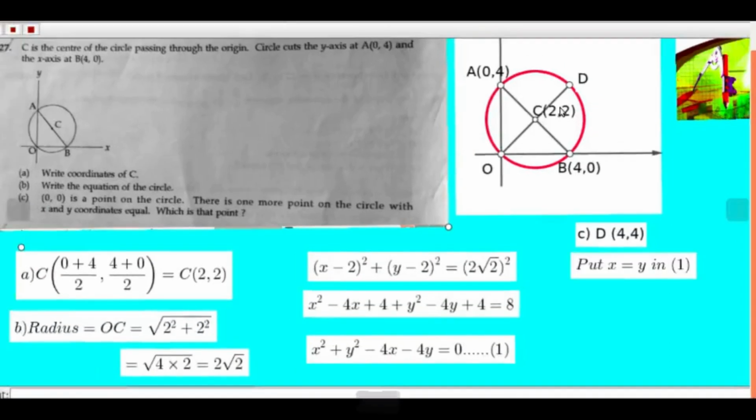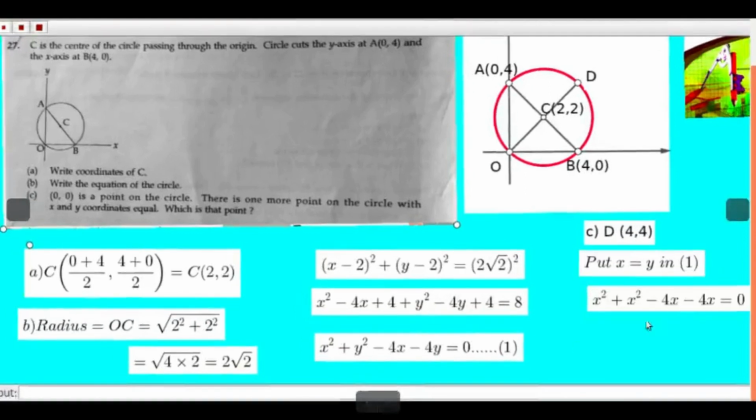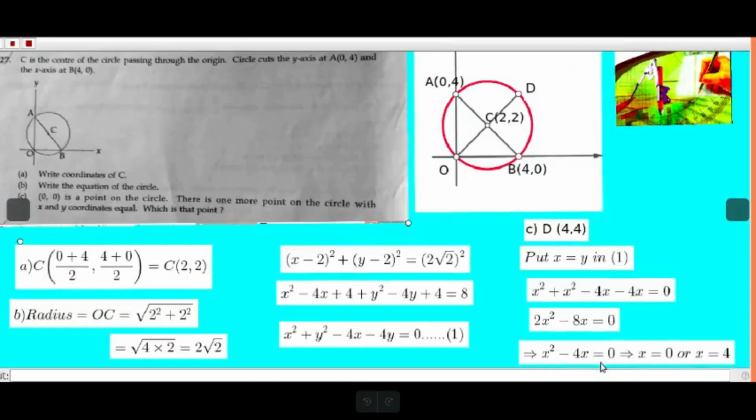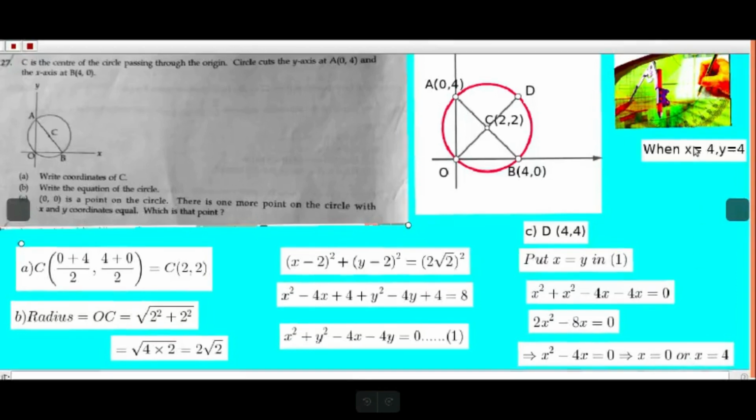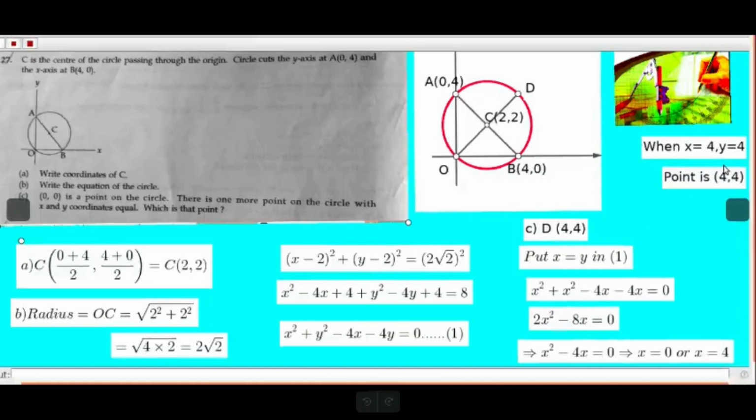We can find this another way. We replace x by y in this equation. After simplifying, we obtain x is equal to 4 or x is equal to 0. When x is equal to 4, y is equal to 4. That is the coordinate (4, 4). Okay.